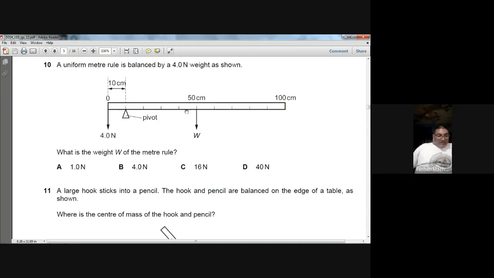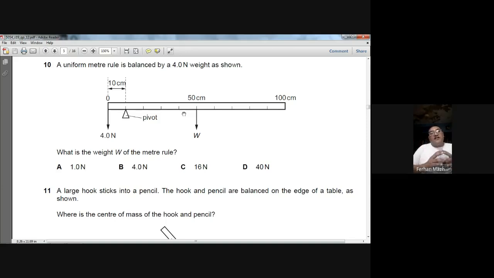So you do the calculation: F1 D1 equals F2 multiplied by D2. 4 multiplied by 10 equals W multiplied by 40. So if you make W alone, W equals 40 divided by 40. And the answer will be 1 Newton. So the weight of the ruler is 1 Newton. I hope you have understood it.